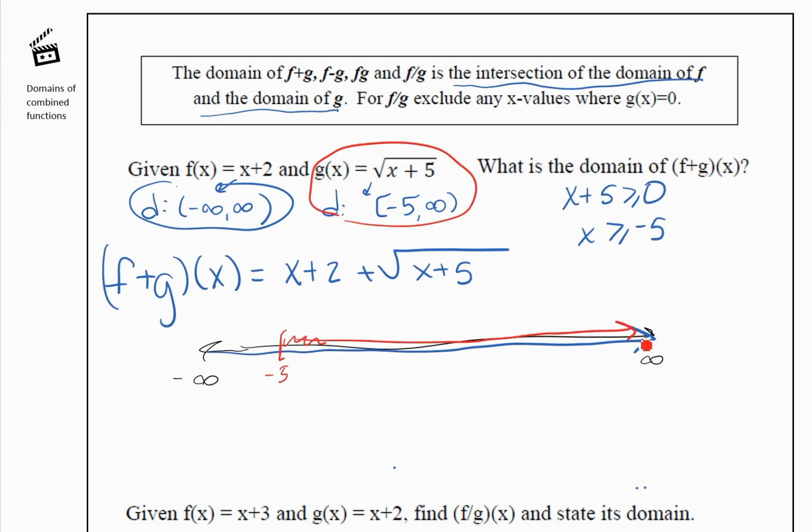Now, the intersection means everything where both of them are. So here it would be everything where we have the blue line and the red line. And that we can see is actually from negative 5 to infinity. So the domain of this new function, the domain of f plus g of x, is equal to negative 5 to infinity, including negative 5.